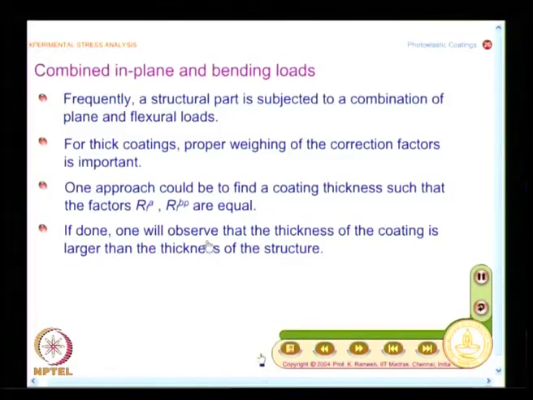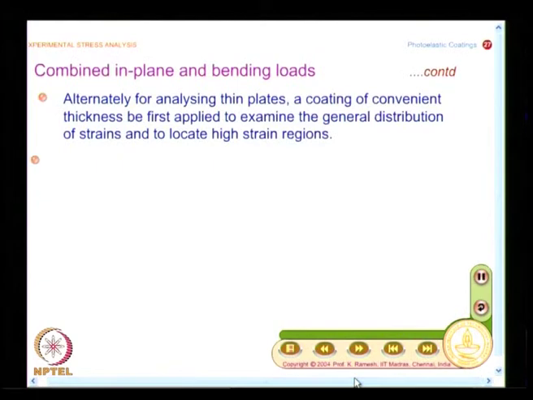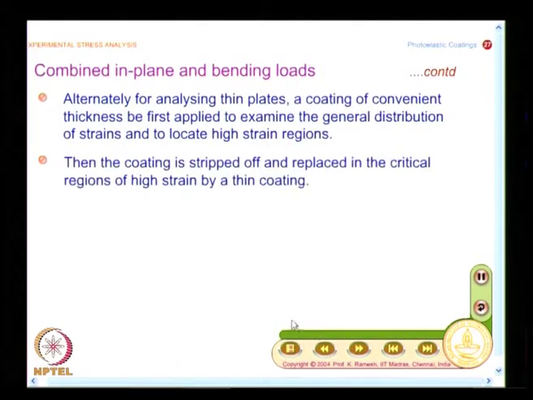But from an academic point of view, you should also look at it holistically, at what all the variations possible are. So, when you have RFA equal to RFBP, if I make it so, I will have a thickness of the coating larger than the thickness of the structure, which is obviously not desirable. That is what is implied here. And this is what I have been saying off and on.